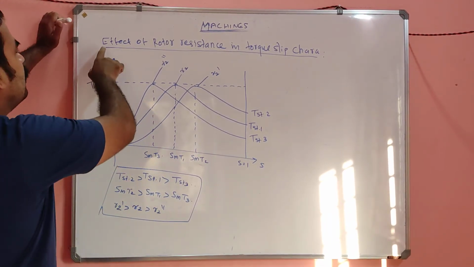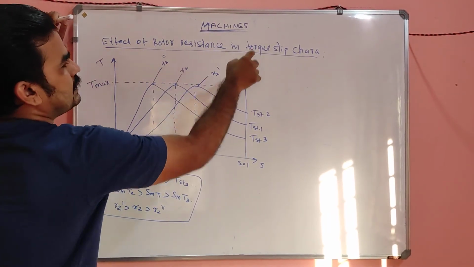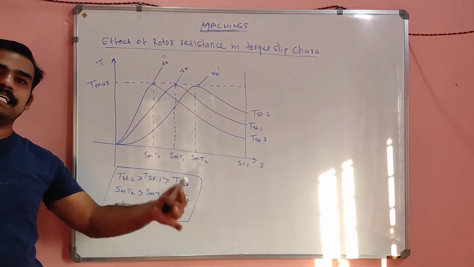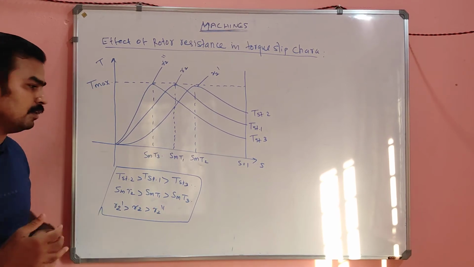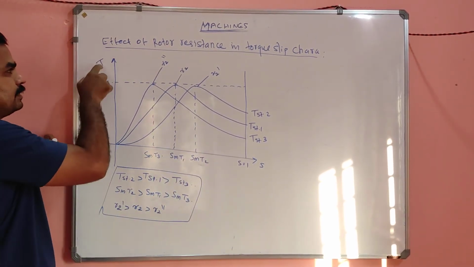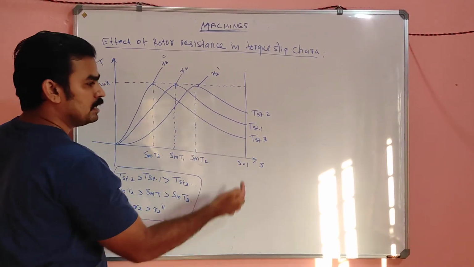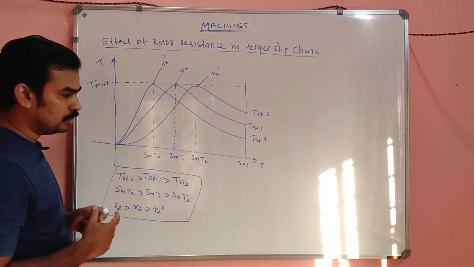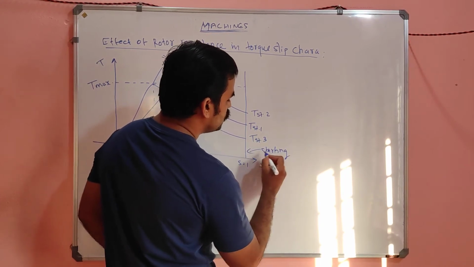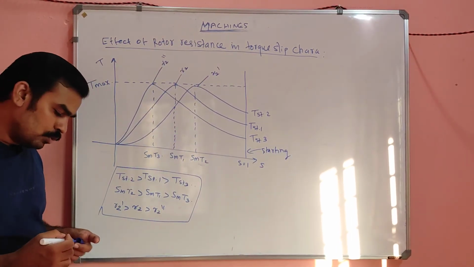We have to learn the effect of rotor resistance in the torque slip characteristics. What happens when rotor resistance increases or decreases? We are going to learn. So this is the torque slip characteristics. The y-axis is the torque, the x-axis is the slip. This is the starting point, and we know that at starting the slip will be equal to 1.